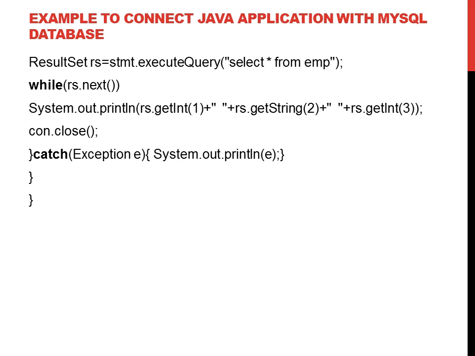If there is a first row, it will return true. After fetching the results of the first row, the pointer will move to the second row. Similarly, it moves till the final row, and when there is no more row, rs.next will give a false value. So we will exit from that loop. After that, you have to close the statement object, result set object as well as connection object.